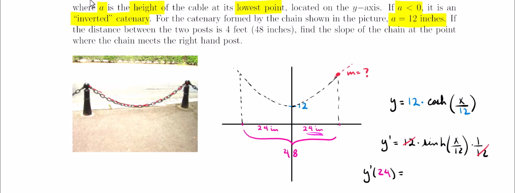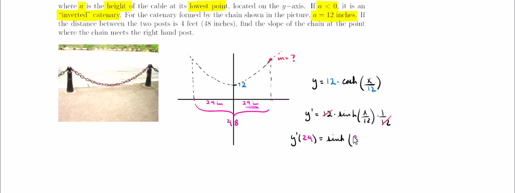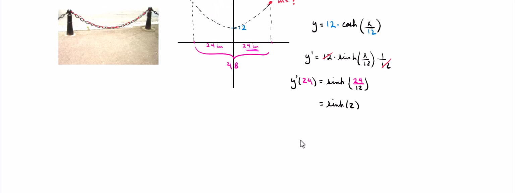Plugging things in, we're going to have the sinh of 24 over 12, which is the same thing as the sinh of 2. Now, what is the sinh of 2 here? Because this is a word problem, typically it's not good to give exact answers for word problems, as we do want to have some context behind the problem. So what is the sinh of 2?